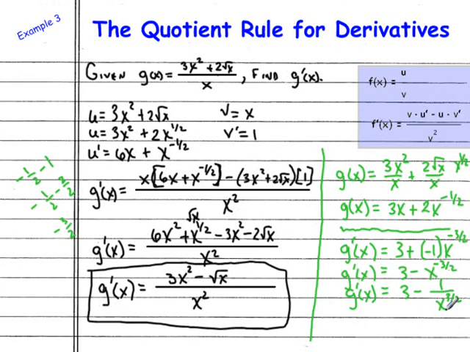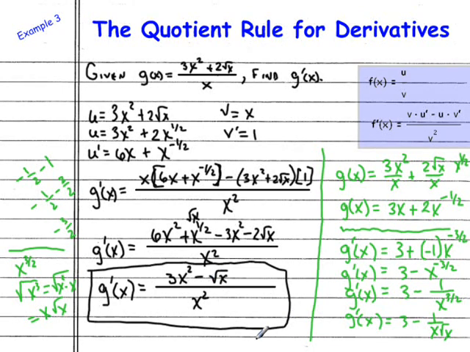Now, let's consider this x to the positive 3/2 a little further. Remember, x to the positive 3/2 means the square root of x cubed. But of course the square root of x cubed, since x cubed can be thought of as x squared times x, is x times the square root of x. So g prime of x is really 3 minus 1 over x times the square root of x.